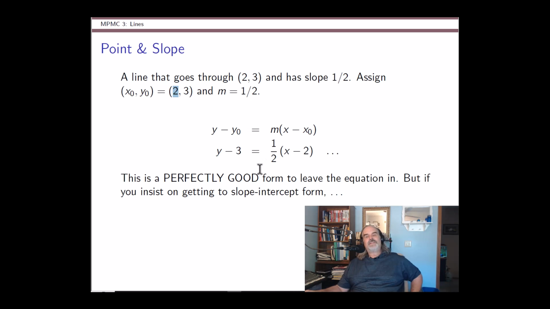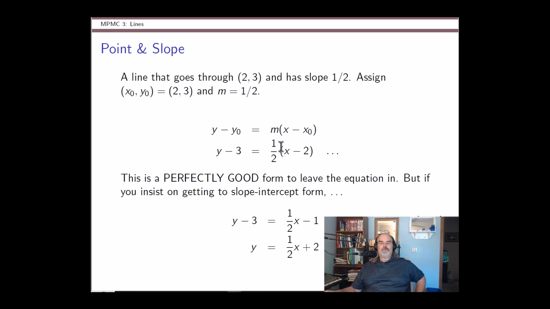Now, if you're bound and determined to get it in that slope-intercept form, fine. Multiply out the right-hand side, and then add the 3 from the left over to the right, and now we have y equals 1/2 x plus 2.